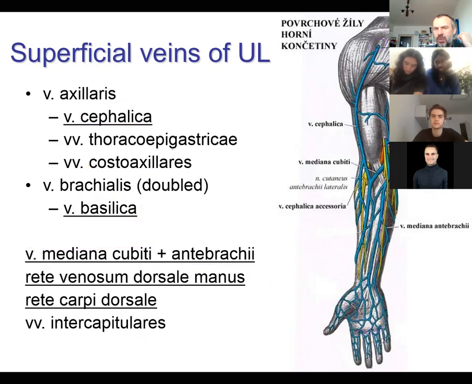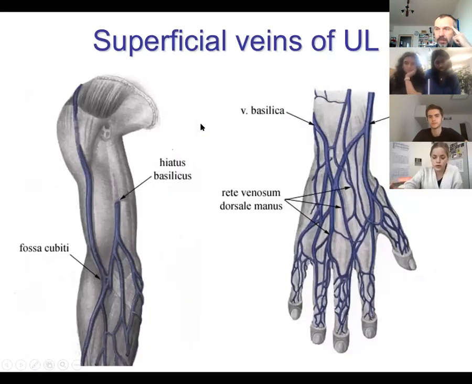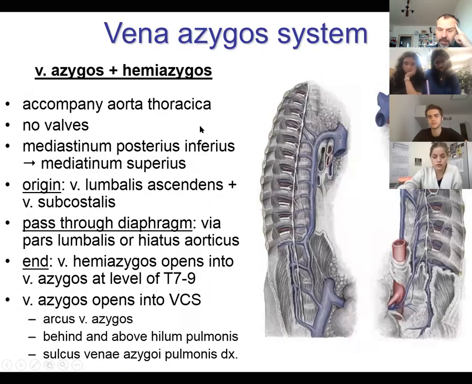So do you have questions to head, neck, and or superior upper limb veins? I just have a question. Since we're having anterior jugular veins, do we have any posterior or? No. Okay, thank you. You're welcome.